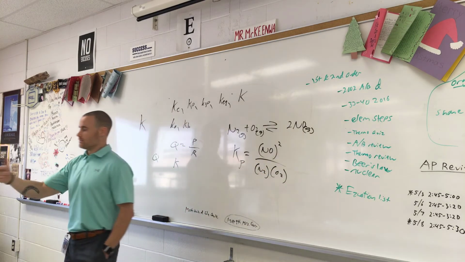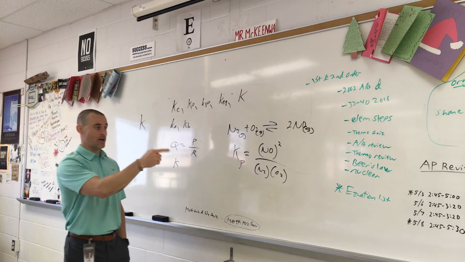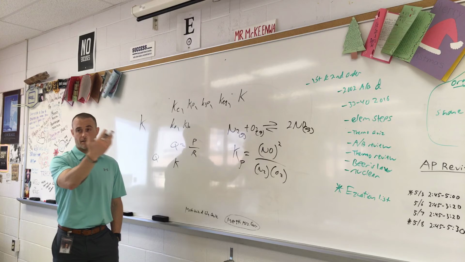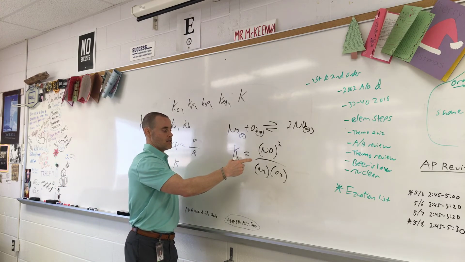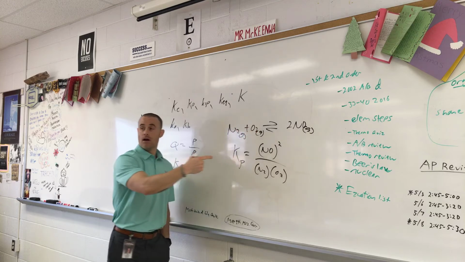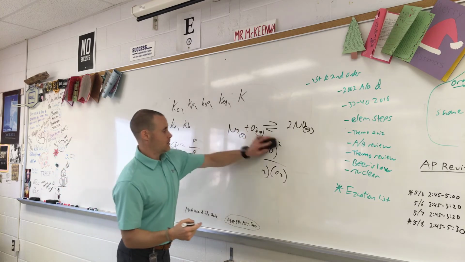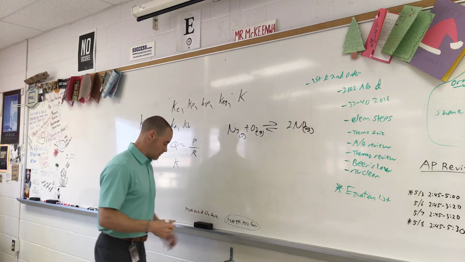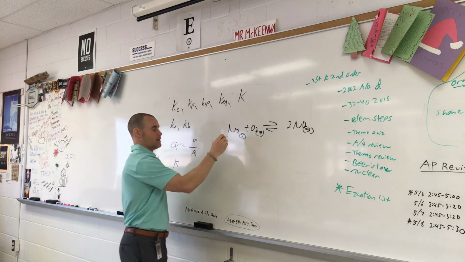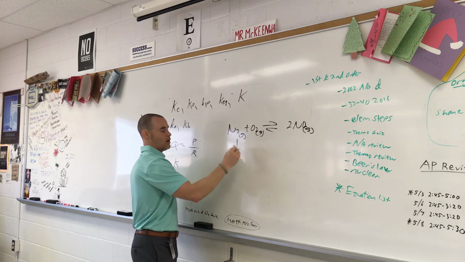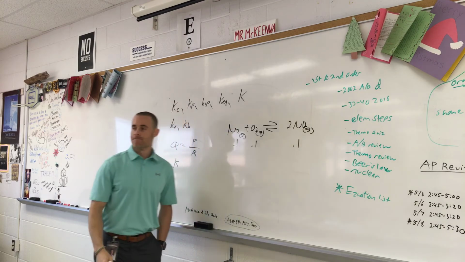Remember, water doesn't go in these. Solids and liquids don't go in these things. It's concentrations, aqueous solutions, and gases. That's it. You don't put solids, liquids, or water. So if they gave you initial values, let's say this was the question, and they say initially you had 0.1 atm, 0.1 atm, and 0.1 atm, right?